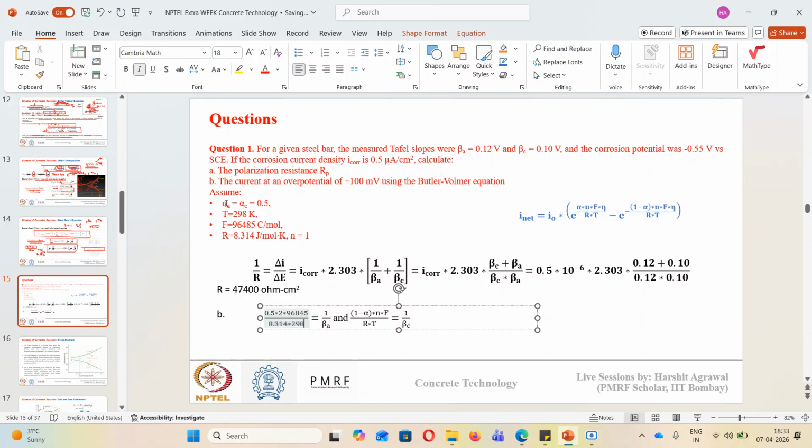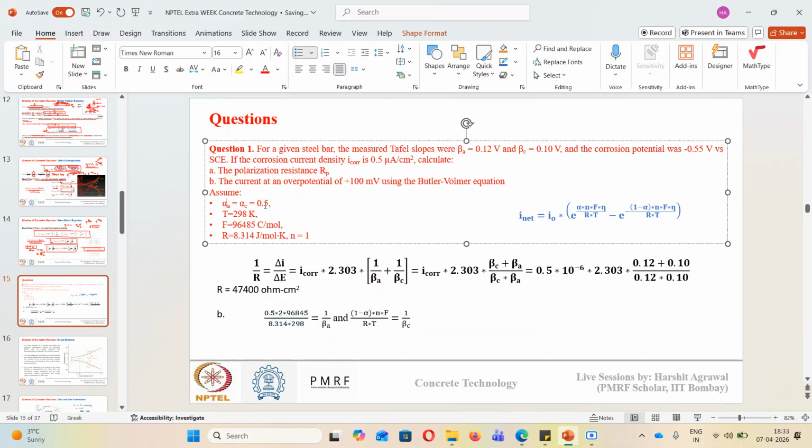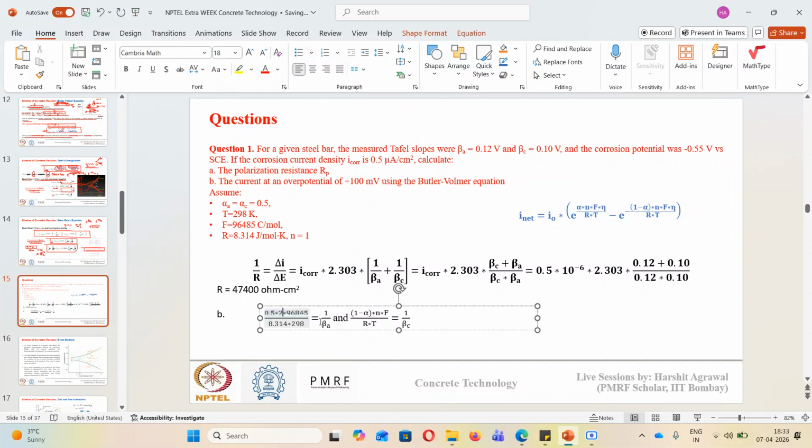Okay, so it is given to us alpha a and alpha c is 0.5, and n is equal to 1, we need to assume. So this is my beta a. Similarly, since alpha is equal to 0.5, beta a and beta c both will be equal. So from this we can calculate the value of beta a and beta c, 1 upon beta a and 1 upon beta c. So this will come out to be 1.945.